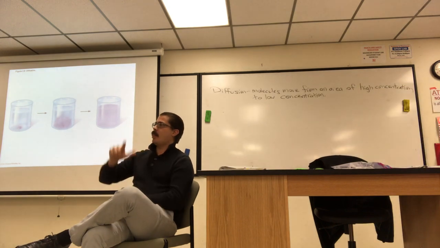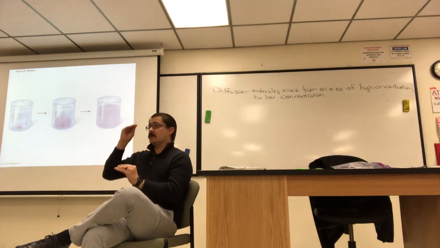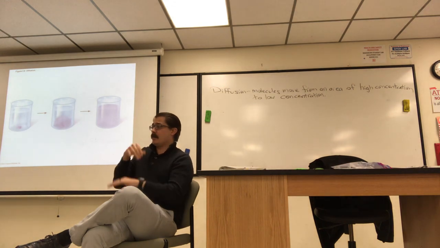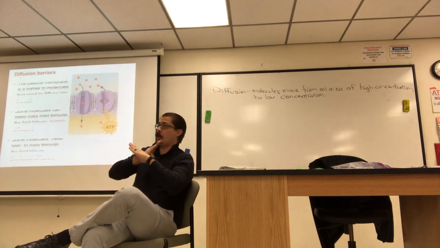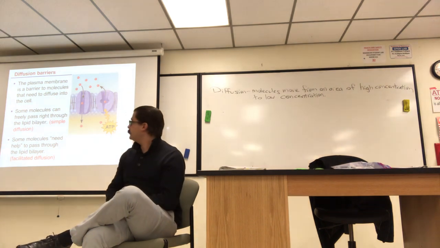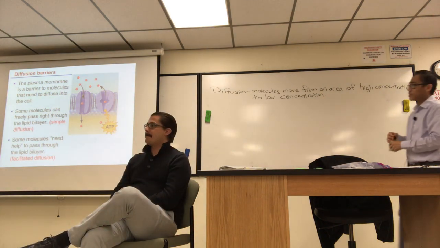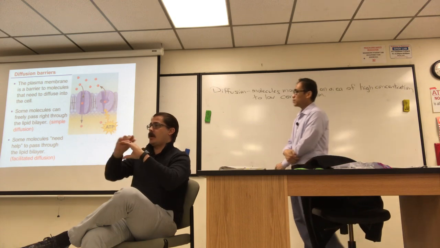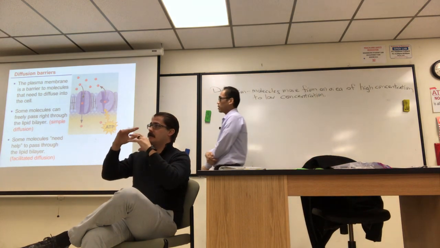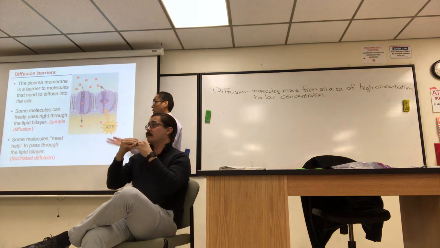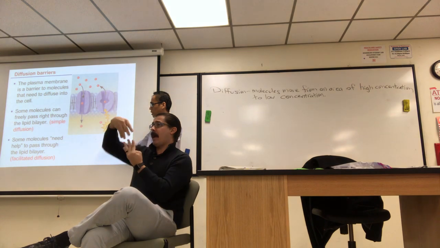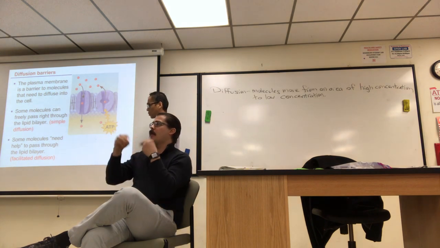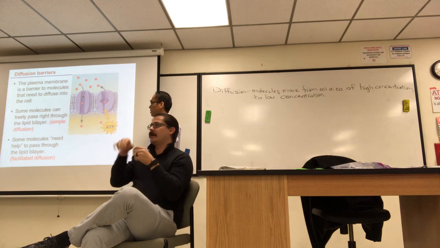Now, the reason why I taught the cell membrane just prior to this is because in biology, if things are going to diffuse in and out of cells, the cell membrane presents a barrier. So the plasma membrane is a barrier to molecules that need to diffuse into the cell. Some molecules can freely pass right through that lipid bilayer, called simple diffusion. But some molecules need help to pass through the lipid bilayer. We call that facilitated diffusion.